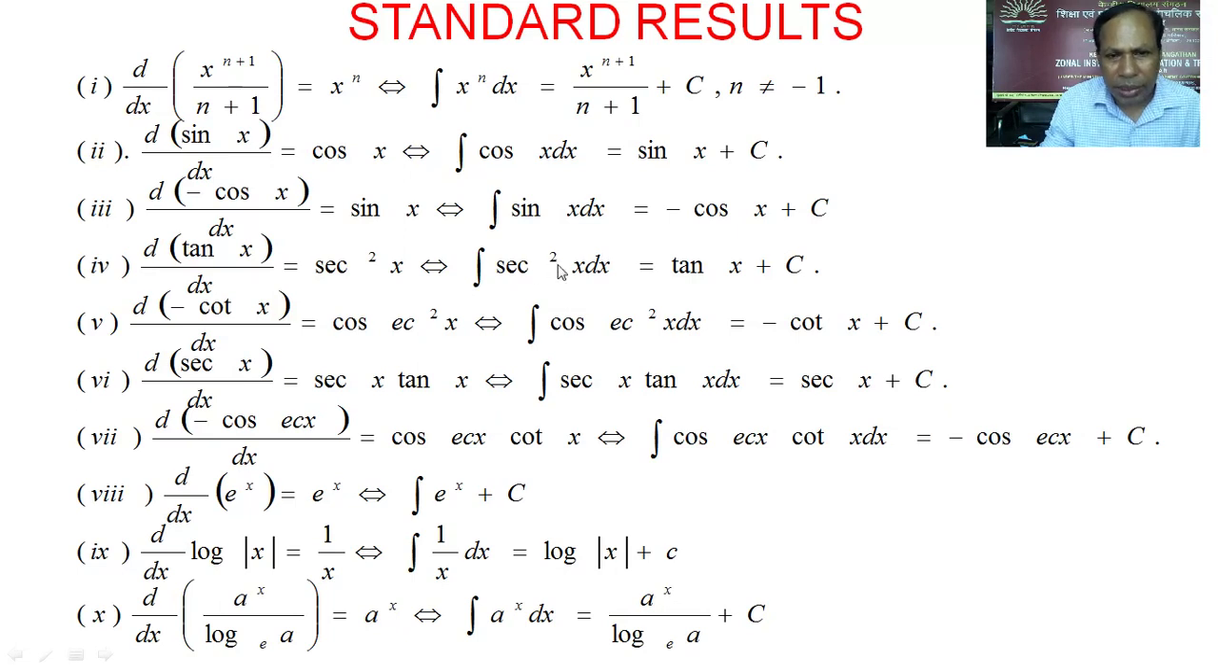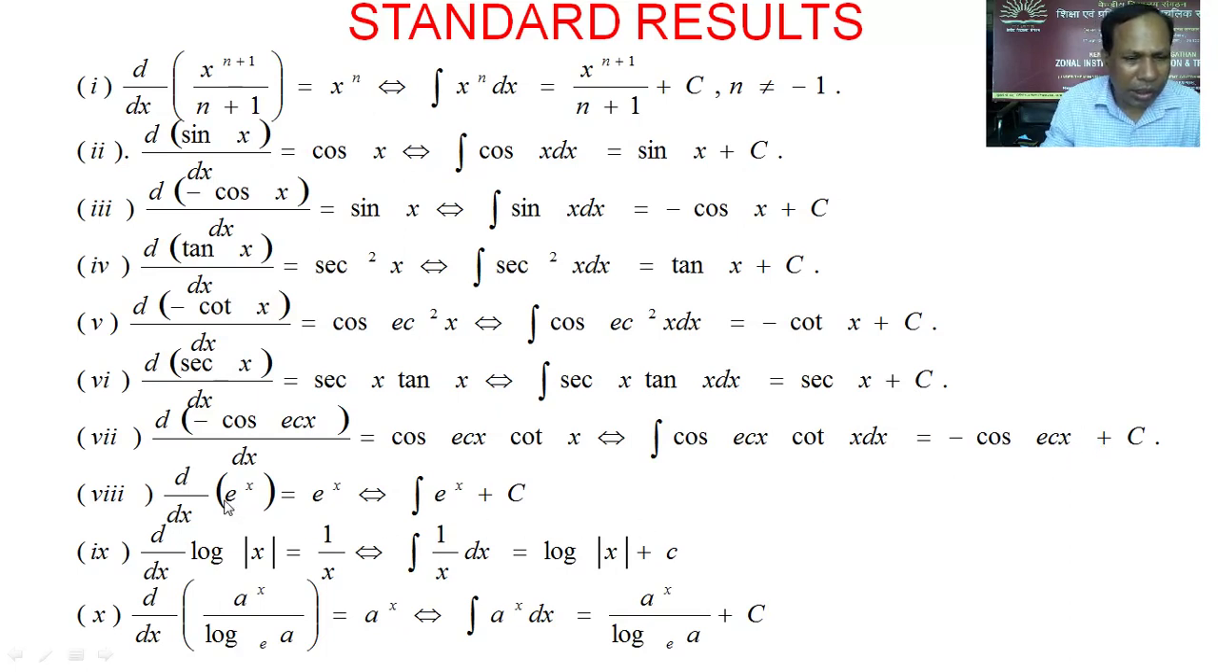Integral of sec square x dx, that is tan x. Integration of cosec square x dx, it is minus cot x. Integration of sec x tan x is equal to sec x. And integration of cosec x cot x, it is minus cosec x. And each of them is followed by some constant, because these are all indefinite integrals. So the result must be followed by a constant.